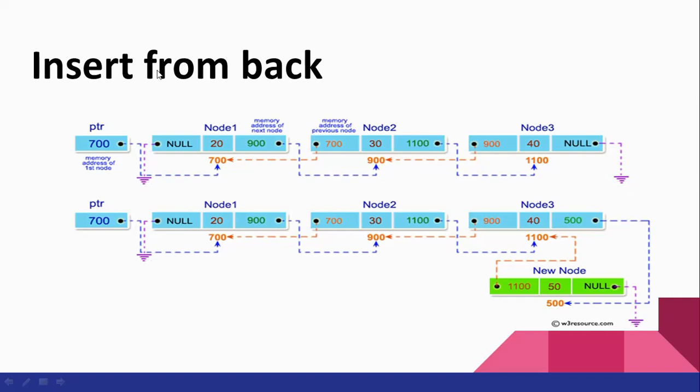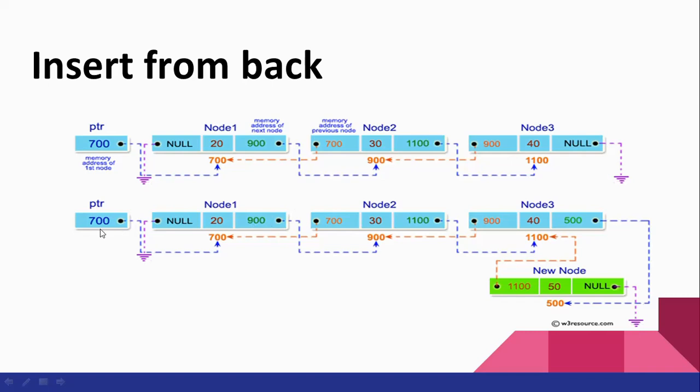Okay, the first node can be identified because the previous pointer of the first node will always be pointing to null, so that we are able to identify that it is the first node. Similarly, the last node can be identified by its nature: the next pointer of the last node will always be pointing to the null value.